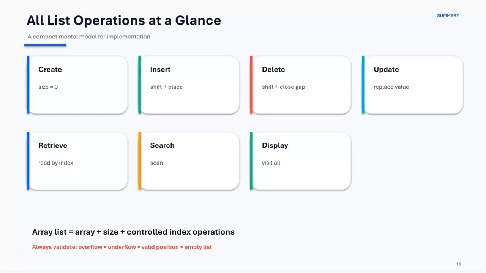Now notice something very interesting. Insert and delete involve shifting. Update and retrieve don't. Search involves scanning. Display involves visiting every element. So now once you understand these ideas, you don't have to memorize the programs blindly. You can actually derive the code from the operation.